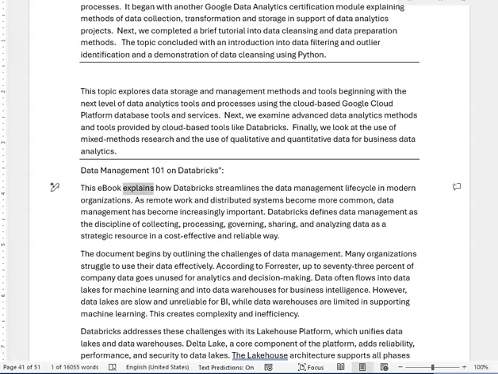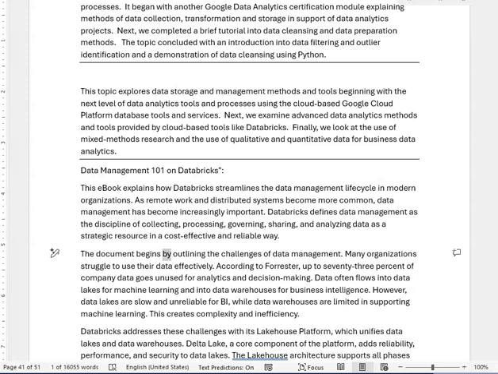Data Management 101 on Databricks. This ebook explains how Databricks streamlines the data management lifecycle in modern organizations. As remote work and distributed systems become more common, data management has become increasingly important. Databricks defines data management as the discipline of collecting, processing, governing, sharing, and analyzing data as a strategic resource in a cost-effective and reliable way.